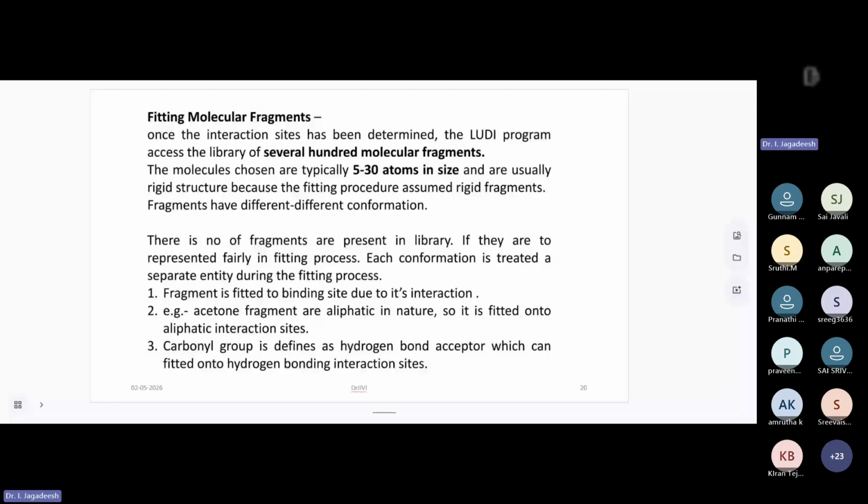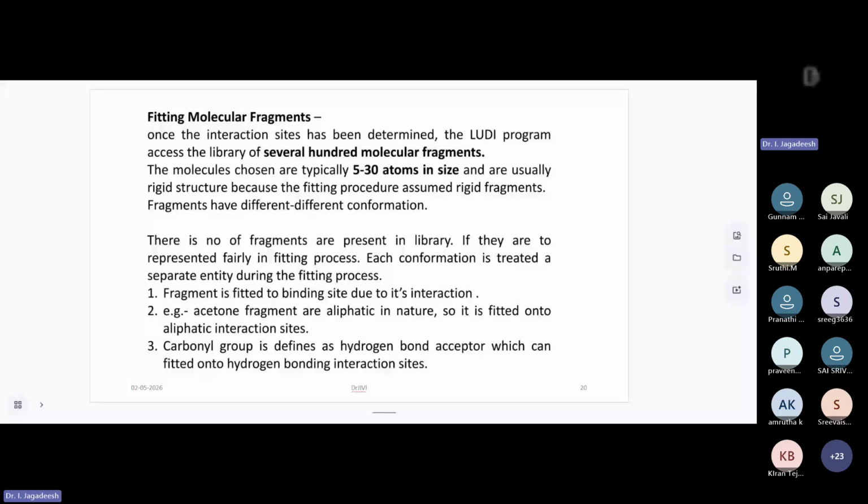There are a large number of fragments present in the library and the database. If they are to be represented fairly by the fitting process, each conformation is treated as a separate entity during the fitting process. Because in this journey, sometimes we will be getting cis isomers and trans isomers. We are going to have asymmetric atoms which have dextro and levo rotarity. That is going to be a perfect fit there. Only such conformations we have to select further, so that our drug-like molecule comes near to reality.